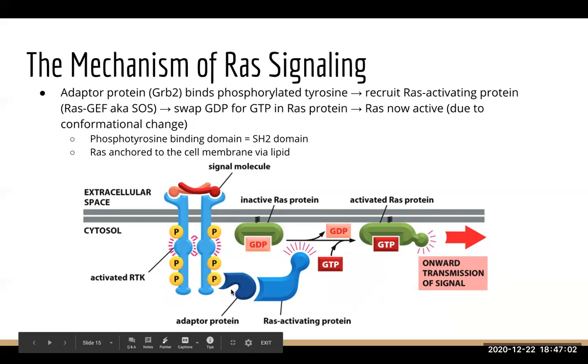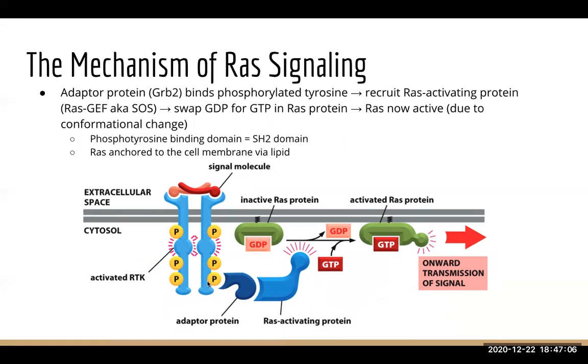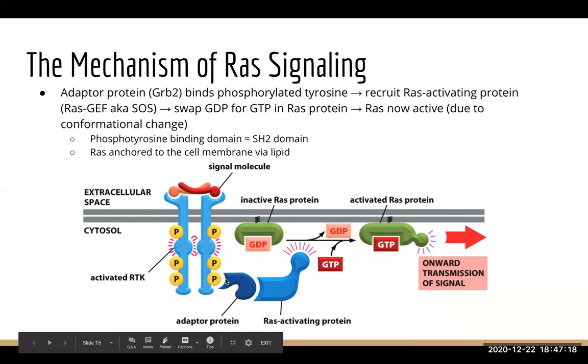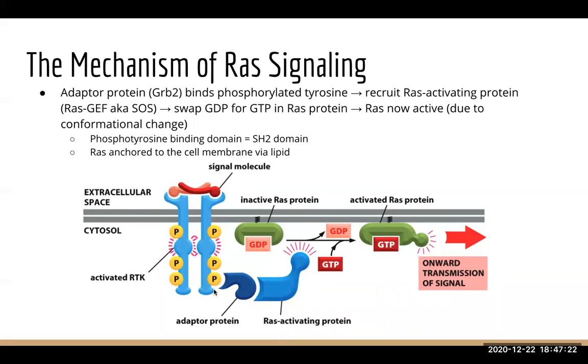So the next step in the RTK pathway is this adapter protein called GRB2, which is right here, this dark blue protein, and it binds to the phosphorylated tyrosine. And it binds to this through what is known as an SH2 domain. So it binds through the SH2 domain, and many signaling proteins have SH2 domains. And SH2 domains are basically just phosphotyrosine binding domains.